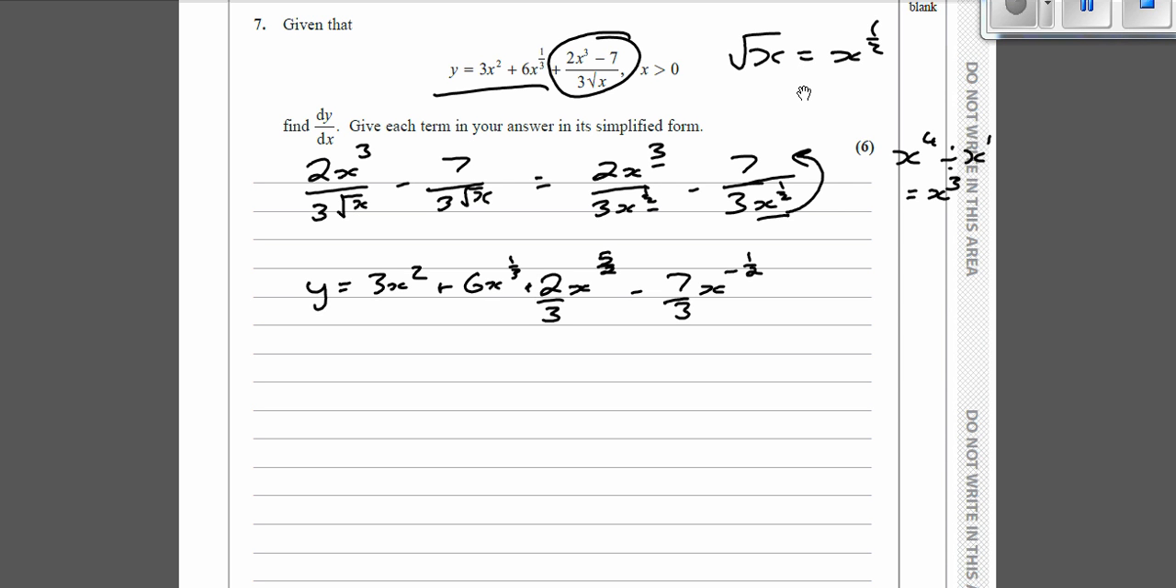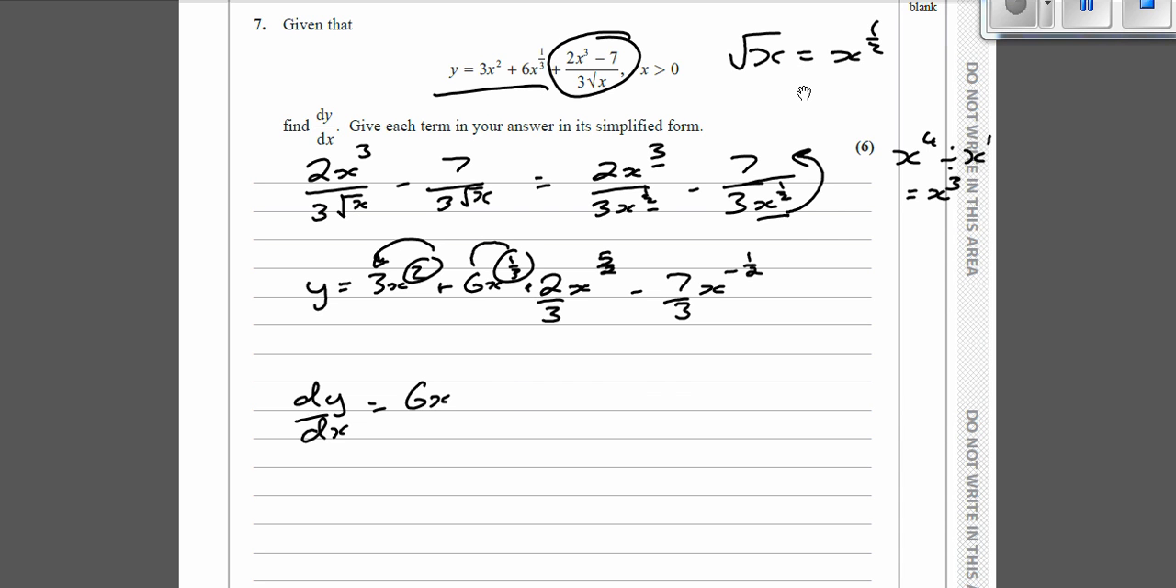Now we haven't done any differentiation yet. All we've done is put it in a format that we can differentiate. So now what we're going to do is actually differentiate and then simplify. So 3x squared, we're going to bring the power down and then times it by that. So that's going to be 6x. We're going to do the same for this one.